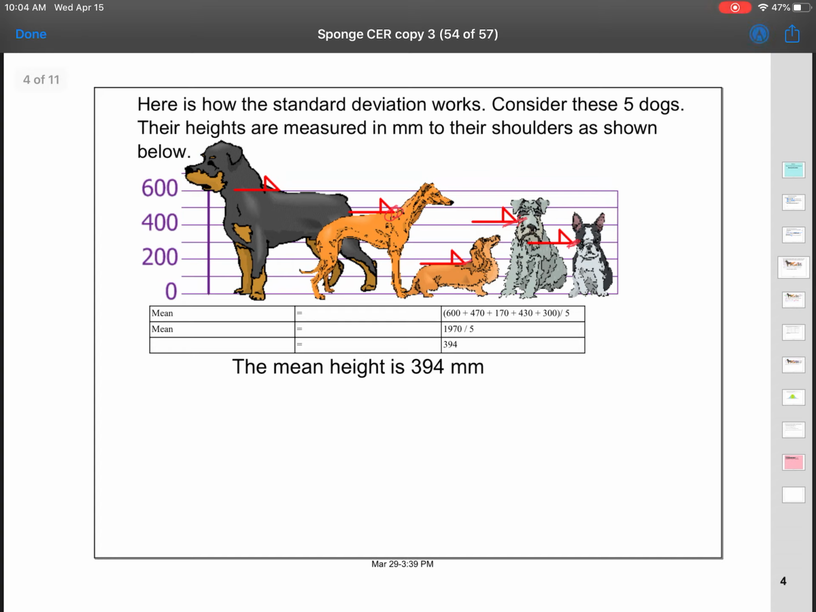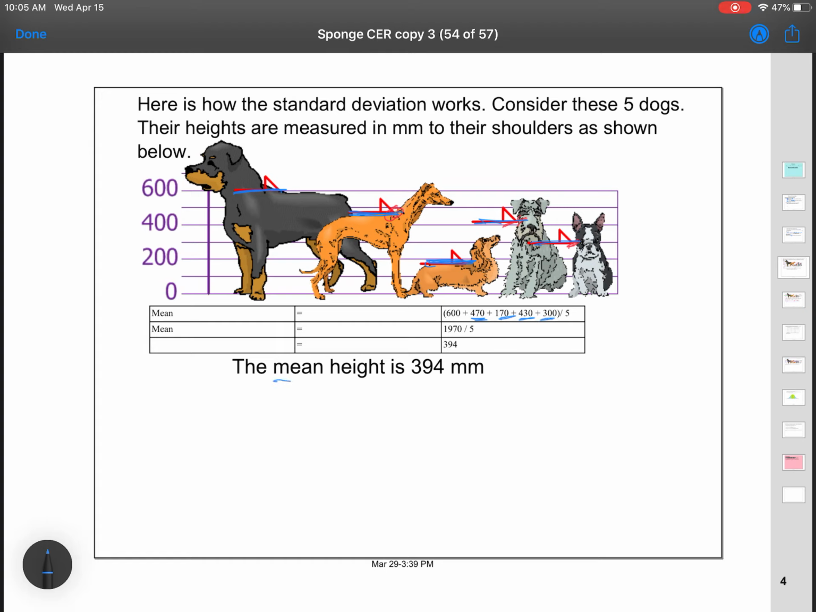So here's how standard deviation works. Let's consider these 5 different dogs that we have here. Their heights are measured in millimeters to their shoulders. This is the height, 600 millimeters, of the Rottweiler. We have a Greyhound here who measures approximately 470 millimeters to its shoulder. The Dachshund is 170 millimeters. The Schnauzer is approximately 430 millimeters high. And then finally we have this Bulldog on the end, approximately 300 millimeters high.